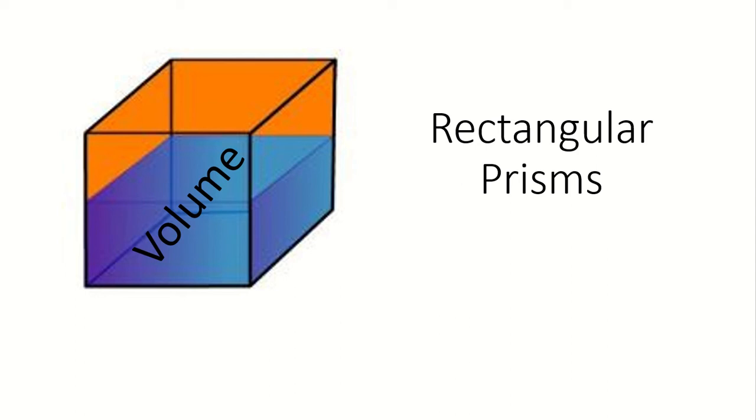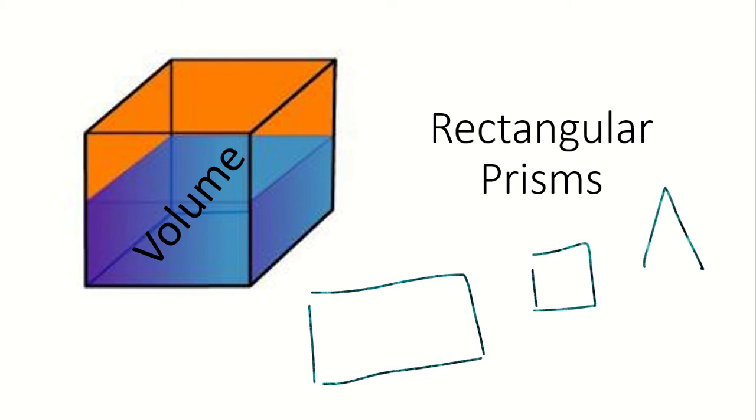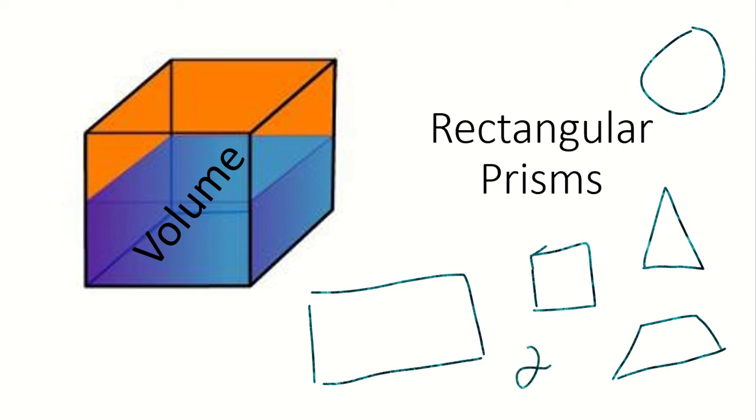So far, think back to before spring break, the kind of shapes that we had been dealing with were, of course, a rectangle, a square, a triangle. We did trapezoids or even the circle. All of these shapes from before. These are all what we call 2D shapes.